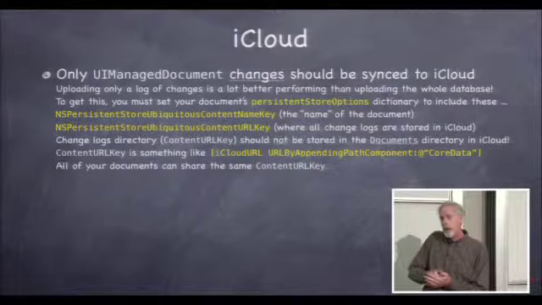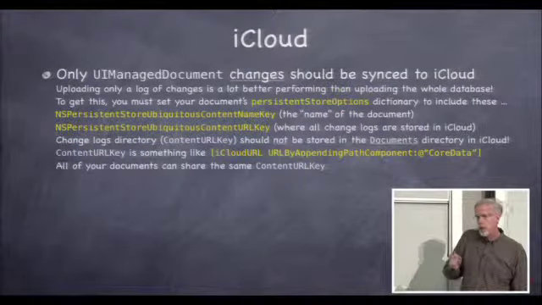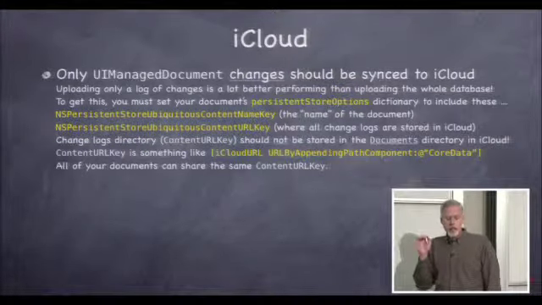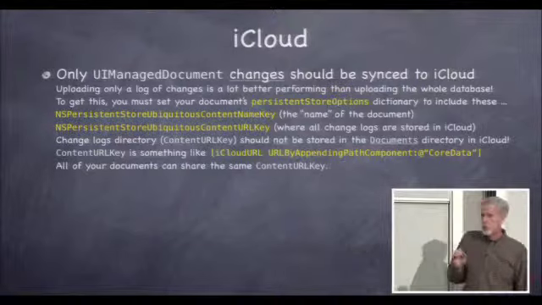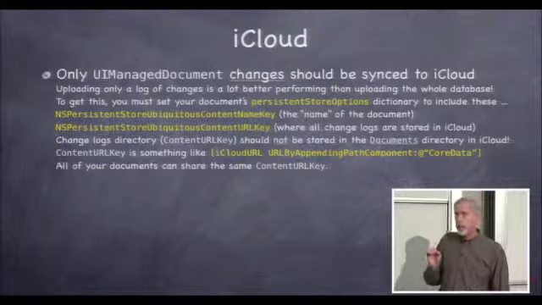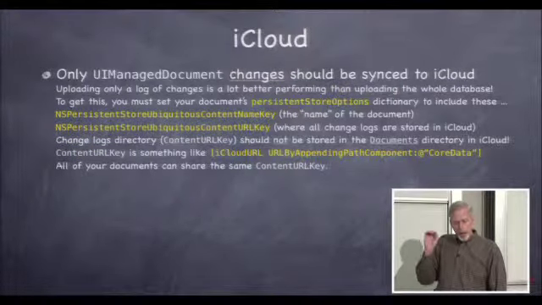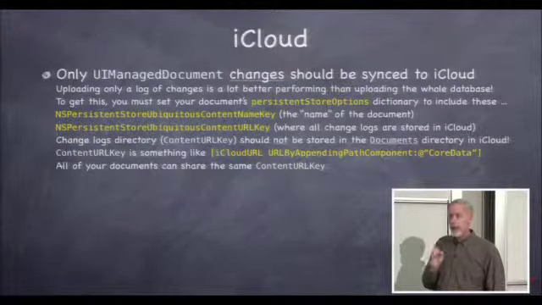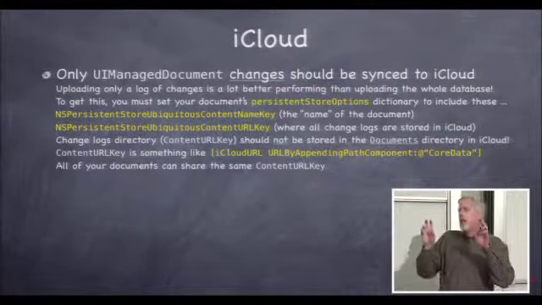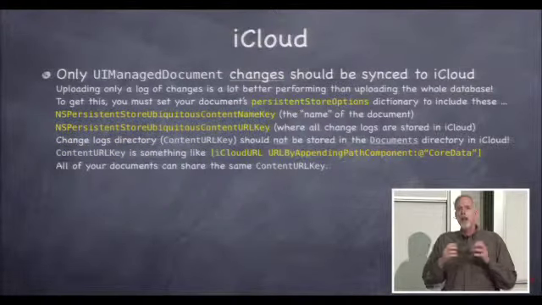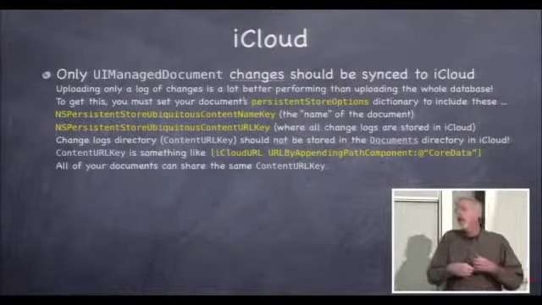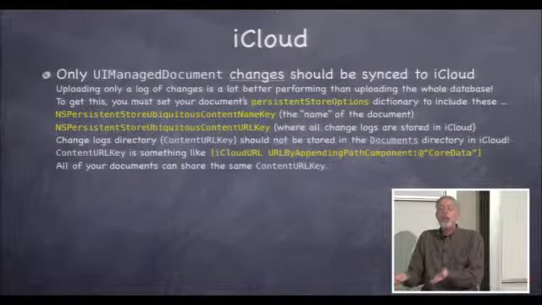So how do you make this happen? There is a very important thing you need to do. There's a dictionary property in UI Managed Document called persistentStoreOptions. It's just an NSDictionary. And you need to set the key inside of that dictionary, NSPersistentStoreUbiquitousContentNameKey. The value of that key is just a string, and it is the name of the document. It might be a name that you calculate internally. It could be the name that the user chooses in the UI.